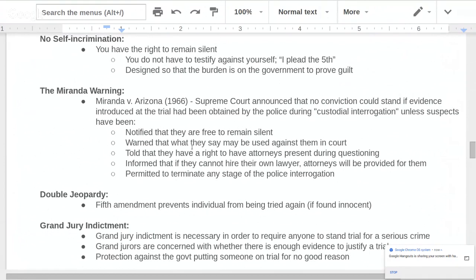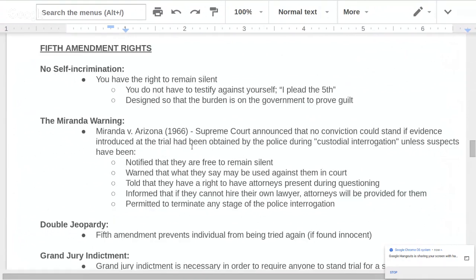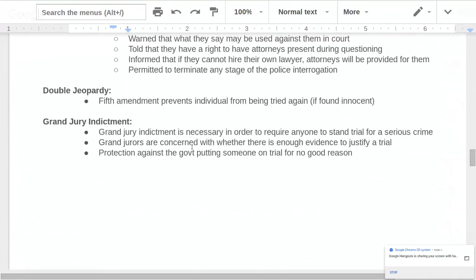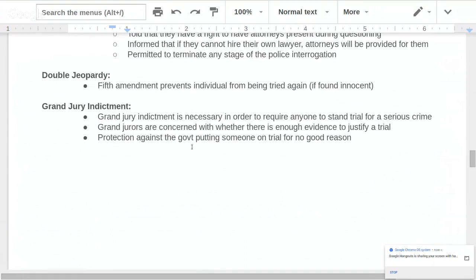So another one underneath the Fifth Amendment rights is double jeopardy and grand jury indictment. Double jeopardy means you cannot be held in court and be tried again, even if you're found innocent or guilty. You just cannot be tried again. Grand jury indictment is necessary in order to require anyone to stand trial for a serious crime. Grand jurors are concerned with whether there is enough evidence to justify a trial, and it protects against the government putting someone on trial for no good reason.